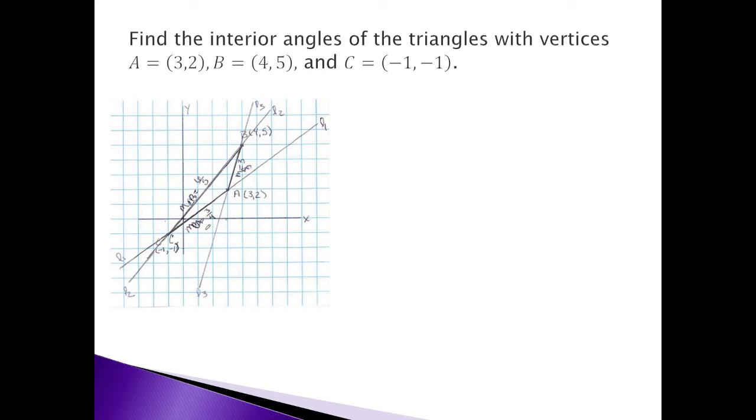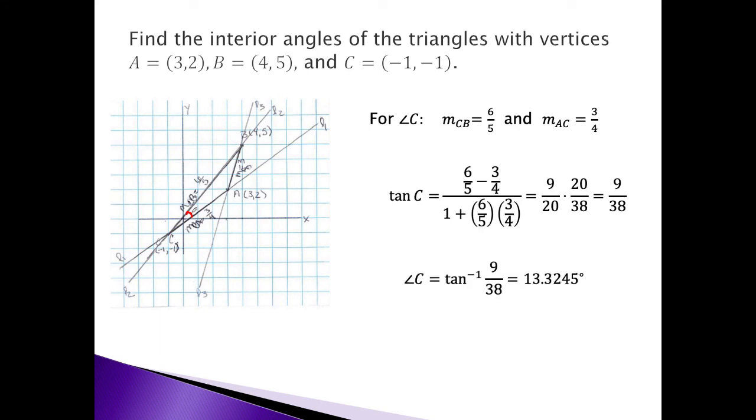For angle C, so now let's go and find C. I'm finding the angle from L1 to L2, and I'm finding the 13.3245, which is the angle I'm actually looking for. So you need to make sure that when you're finding the angles of the interior of the triangle, when you're finding those lines, that you're finding the correct angle.